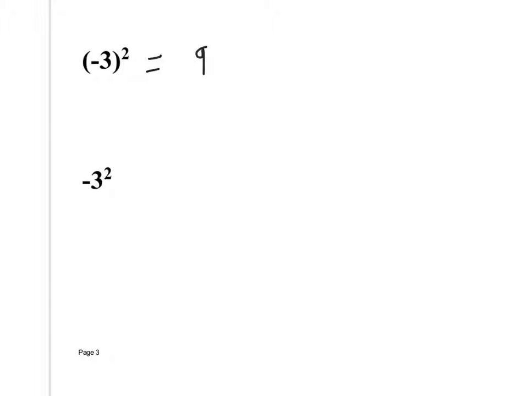The difference is if it's not outside parentheses, you would treat the negative sign like a minus sign, and you do 3 squared. What is 3 squared? What's 3 times 3? 9. And the minus sign stays. Is 9 the same thing as -9? No. And yet students still will try and write this like it's this.